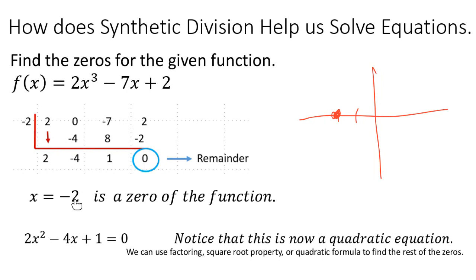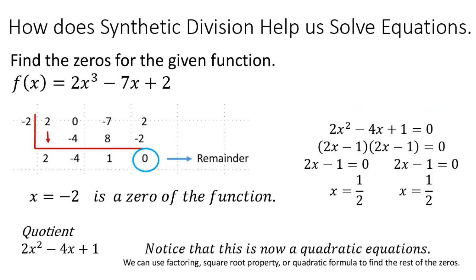But the more important thing too is that your quotient, instead of having something like cubic, we're breaking it down to a quadratic quotient. And once it's in quadratic form, then we have choices. We can either factor, use the square root property, or use the quadratic formula so that we can find the rest of the zeros.